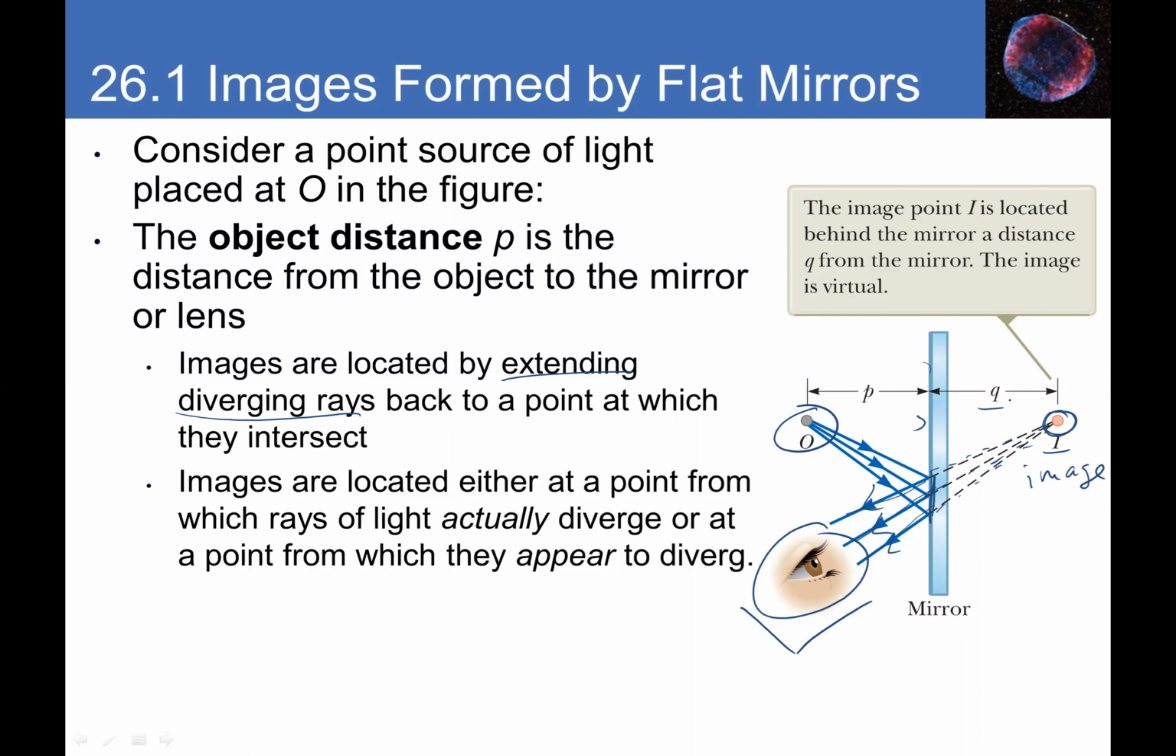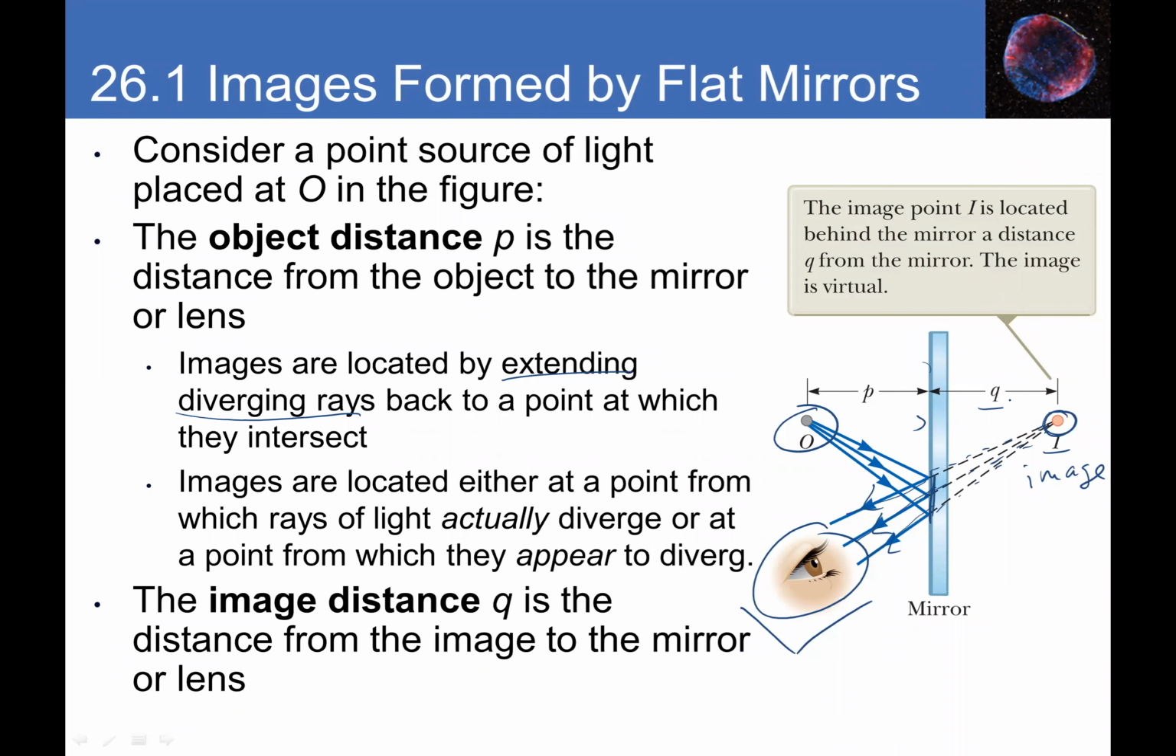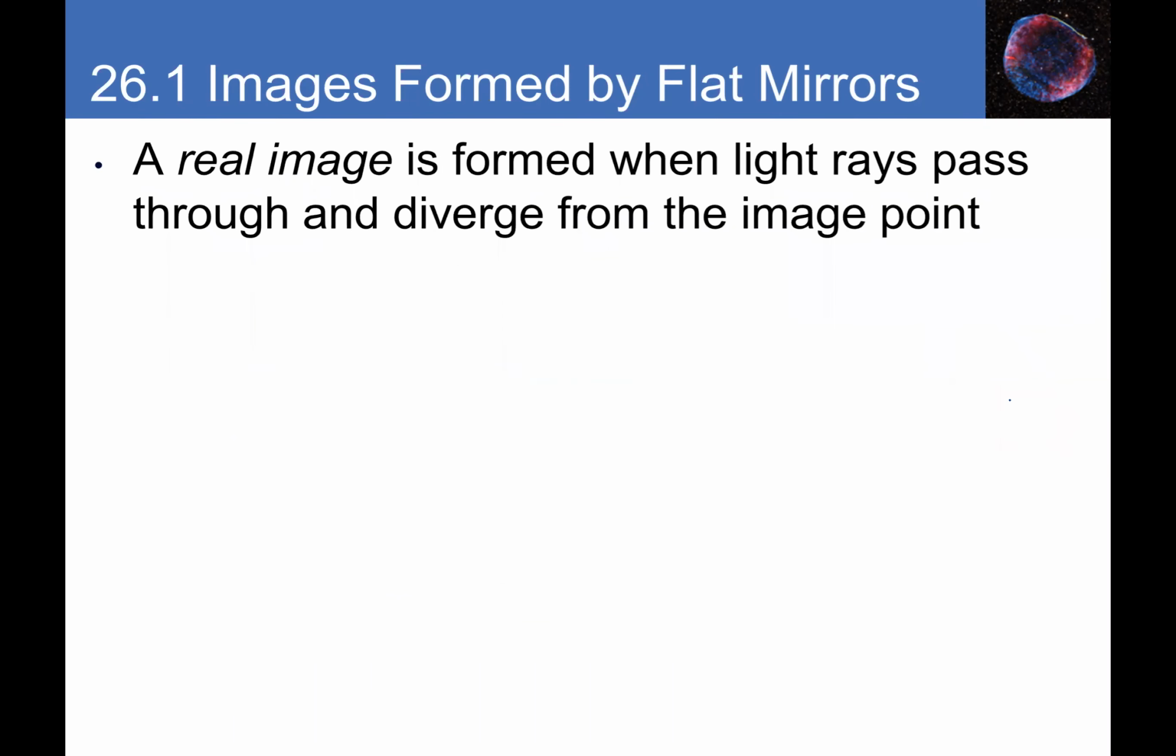Then we can also measure the position of that image, and we can represent that with a Q. So image distance Q is the distance from the image to the mirror or lens. Now, images come in 2 types, a real image or a virtual image. So the question here is, what type of image was that?